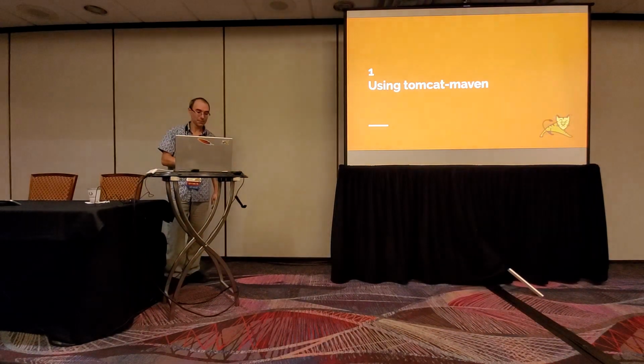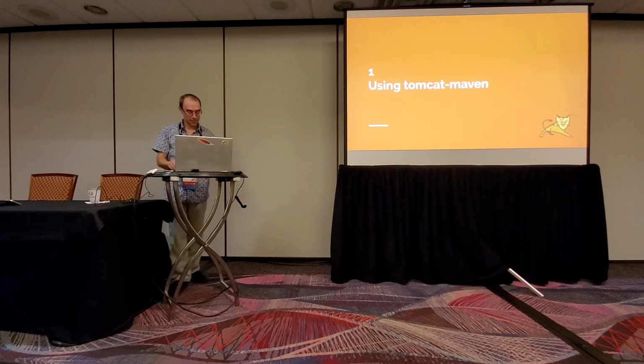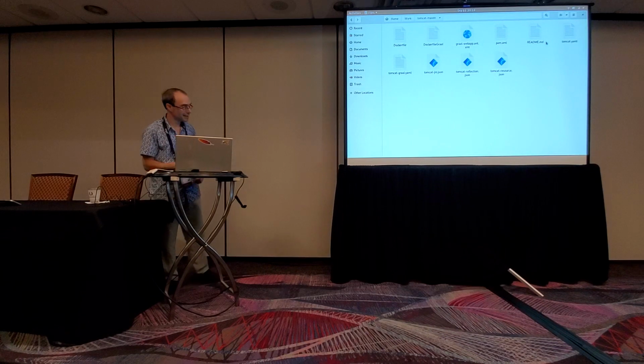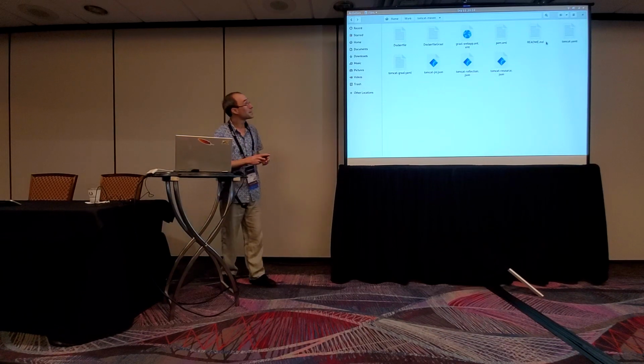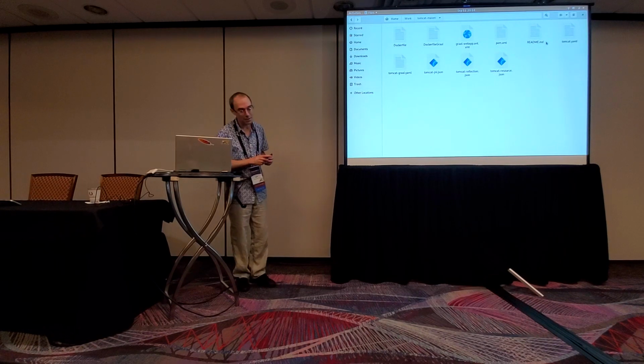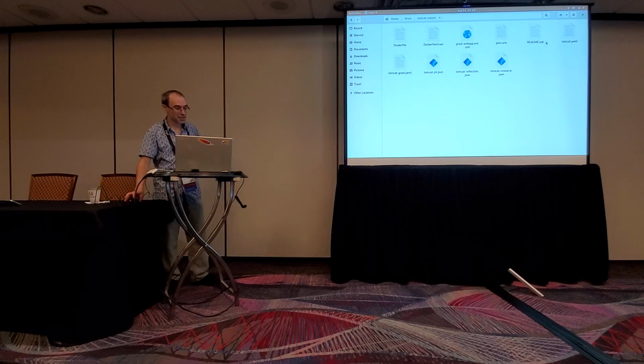So the process first, using Tomcat Maven. So I'm going to show what it looks like. Okay, so Tomcat Maven, here we have a lot of stuff. So we have Docker files. Docker files, that's for generating the container image at the end.